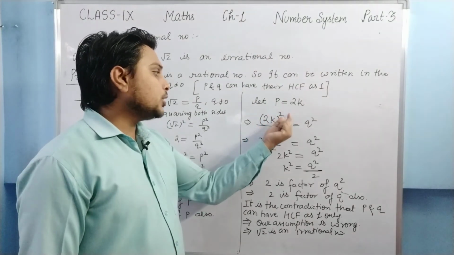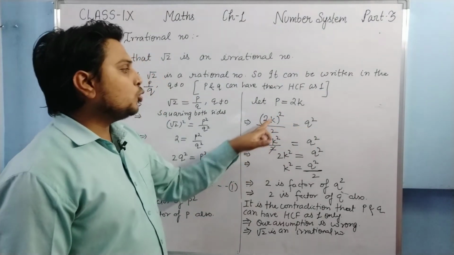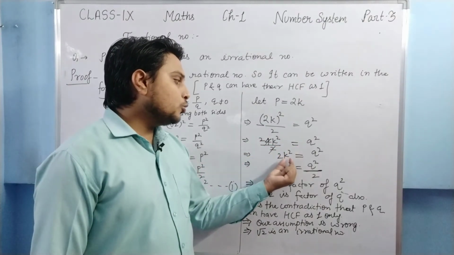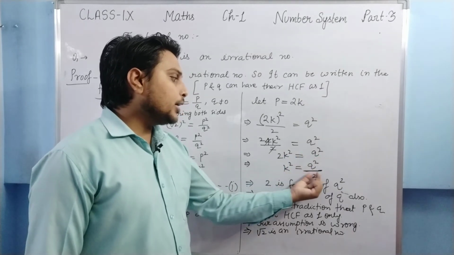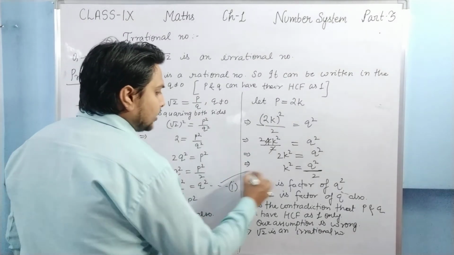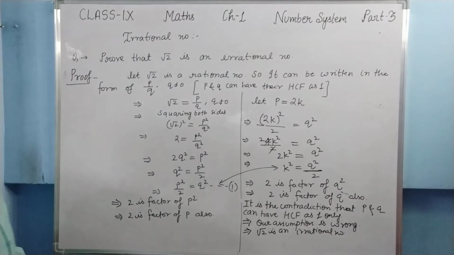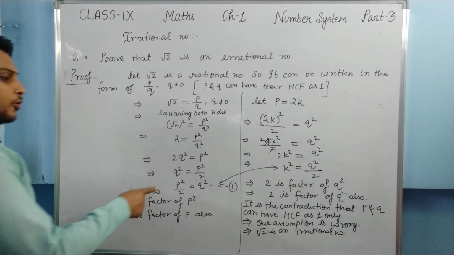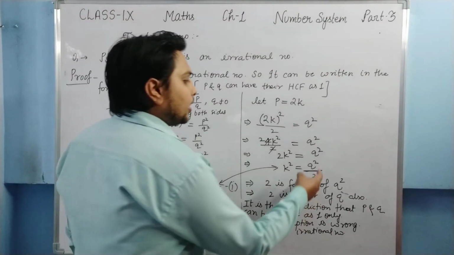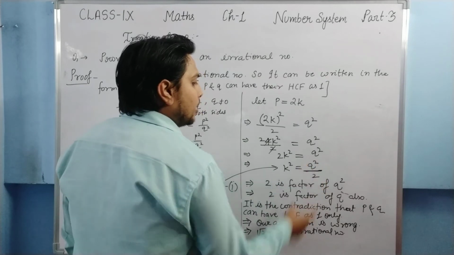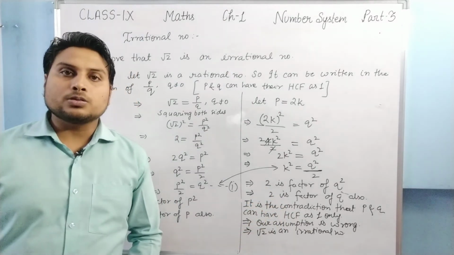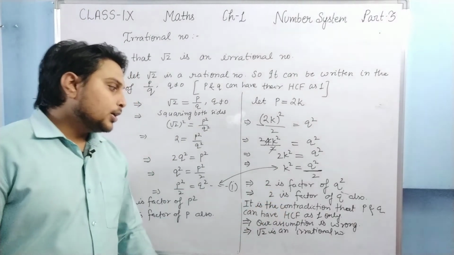So 2k whole square upon 2 is equal to q square. 2k square means 4k square. This 2 will cancel with the 4, leaving 2. So basically it is 2k square is equal to q square, and now k square is equal to q square upon 2. So this step is almost like the earlier step. If here it was p square upon 2 and we said that 2 is the factor of p square, in the same manner here it is q square upon 2, so we can say that 2 is the factor of q square. So if 2 is the factor of q square, it means 2 is the factor of q also. So if 2 is the factor of q also, so what is it?